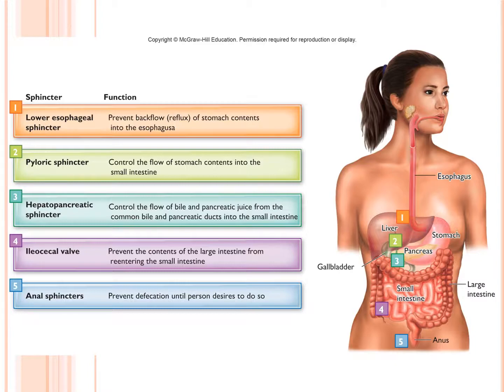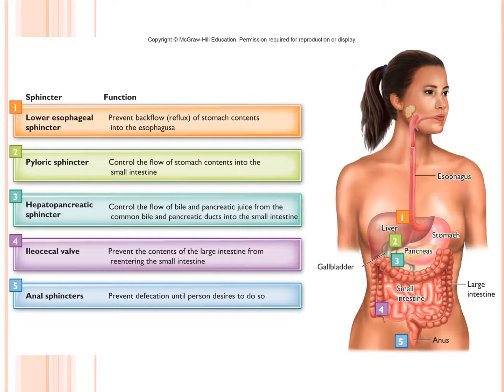There's a very small sphincter called the hepatopancreatic sphincter that will control the flow of bile and pancreatic juices from the common bile duct and into the small intestine. So bile from the liver and juices from the pancreas will be released into the small intestine when chyme, or the remains of your meal, is present. And those substances will chemically help a great deal with the digestion of the food substances that are in your chyme.